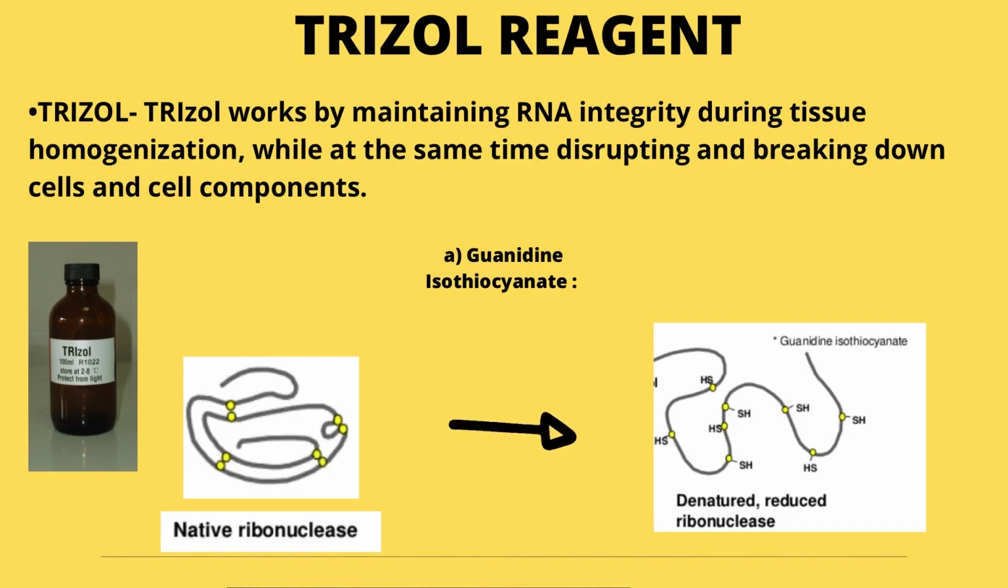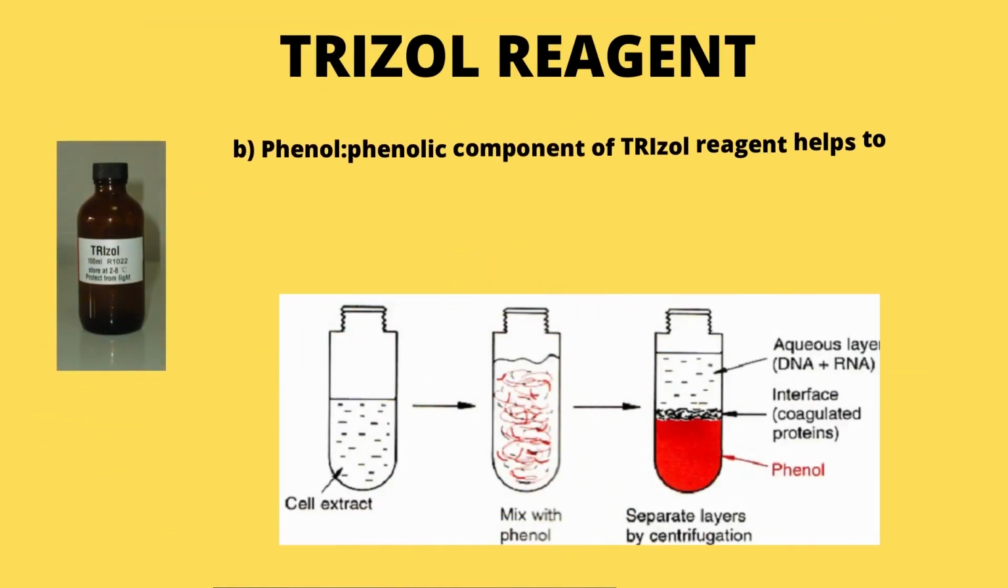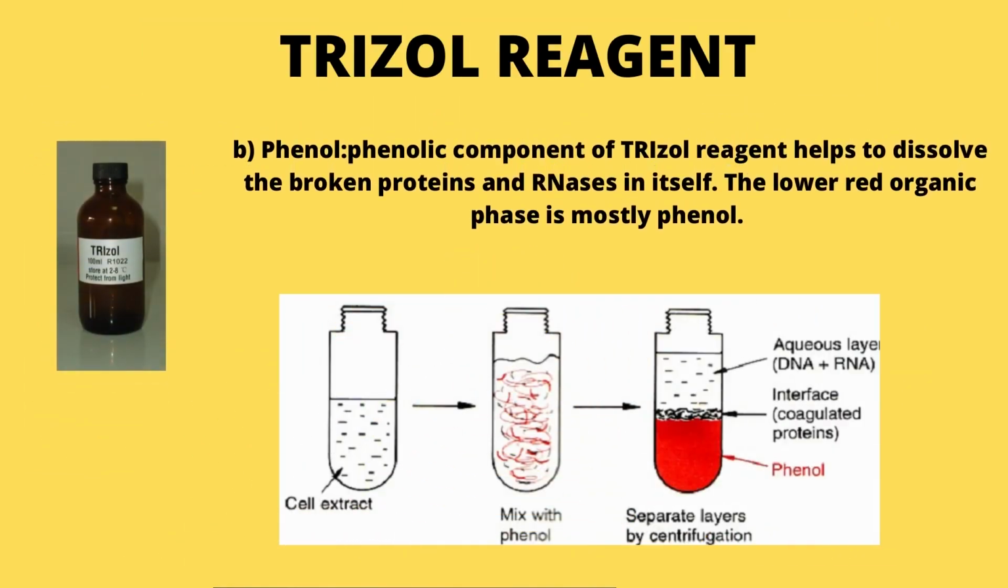First is guanidine isothiocyanate. This component will lyse the cells to extract RNA. It will maintain the integrity of RNA by breaking down the hydrogen bonds between the water molecules and weakening the hydrophobic effect on RNA. It also aids the denaturation of RNase enzyme. The second component is phenol. This phenol will help to dissolve the broken protein and RNA in itself. The lower organic phase that is formed is mostly due to the phenol.